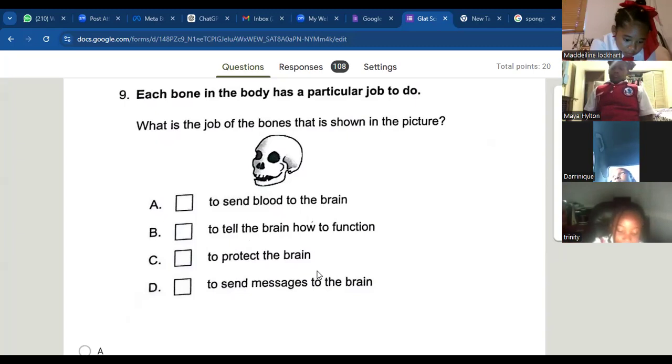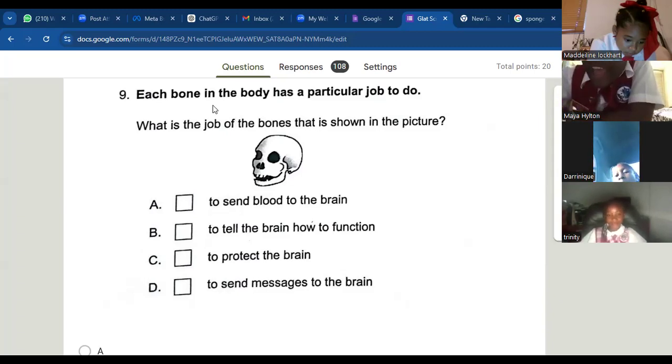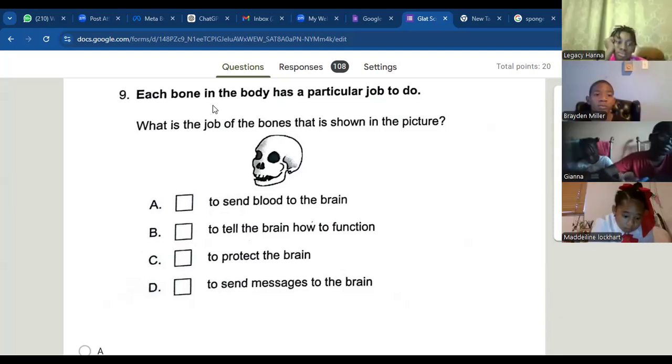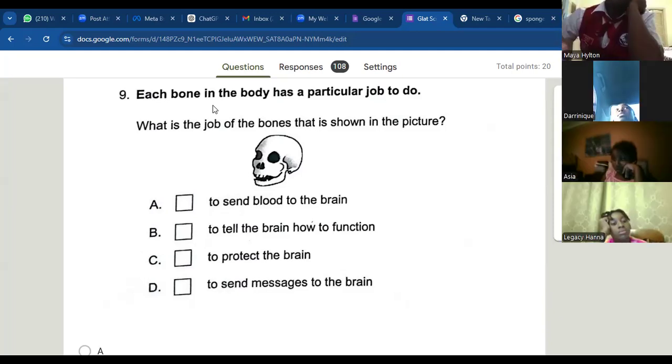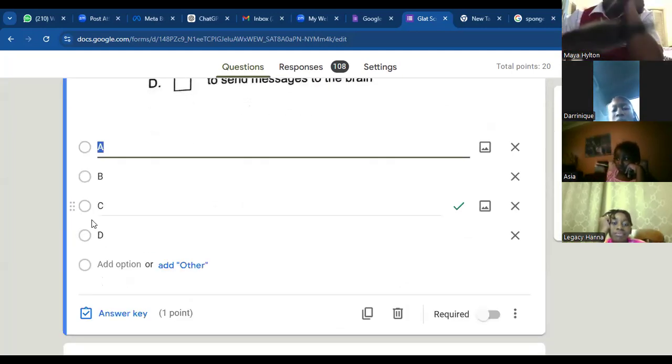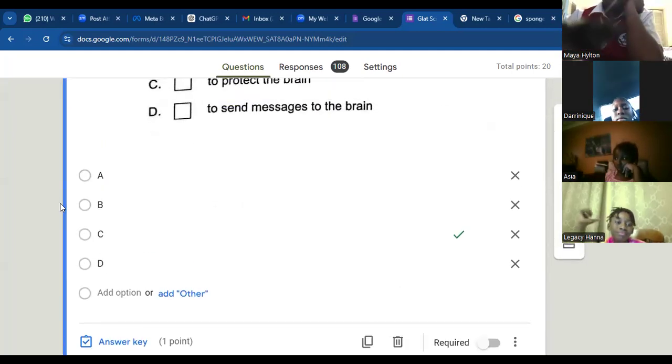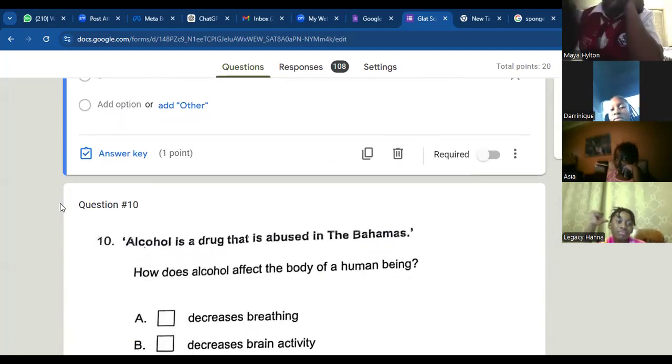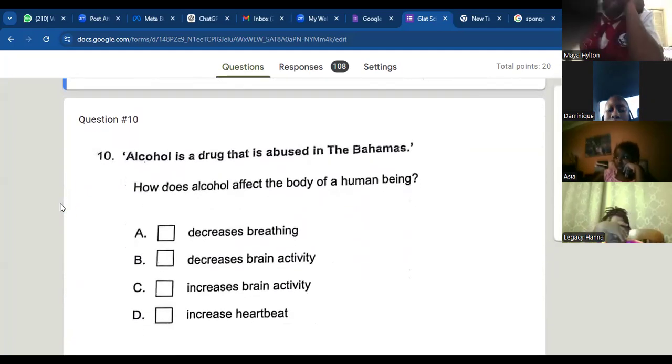What did y'all have for this one? C, to protect the brain. Yeah, C, to protect it. Everyone got this right, right? Yes, sir. Good. Okay, good. That's an easy one. We'll go ahead. Darren, have you read yet? Yes, sir, I have. Okay. Joel, read number 10.